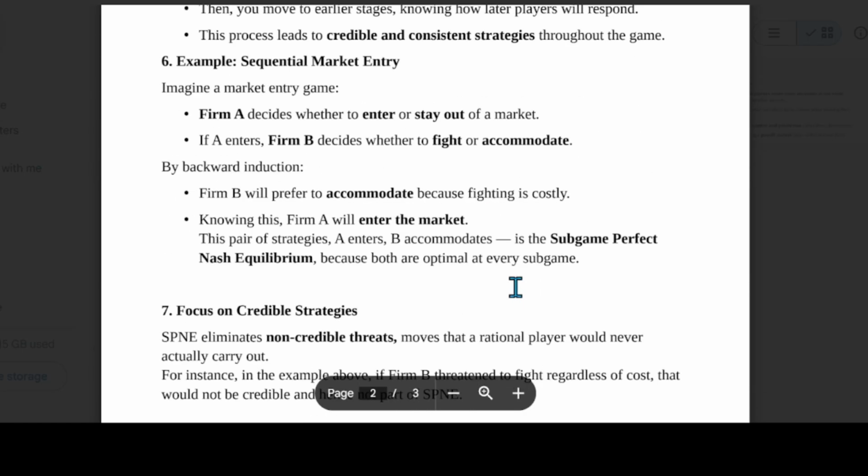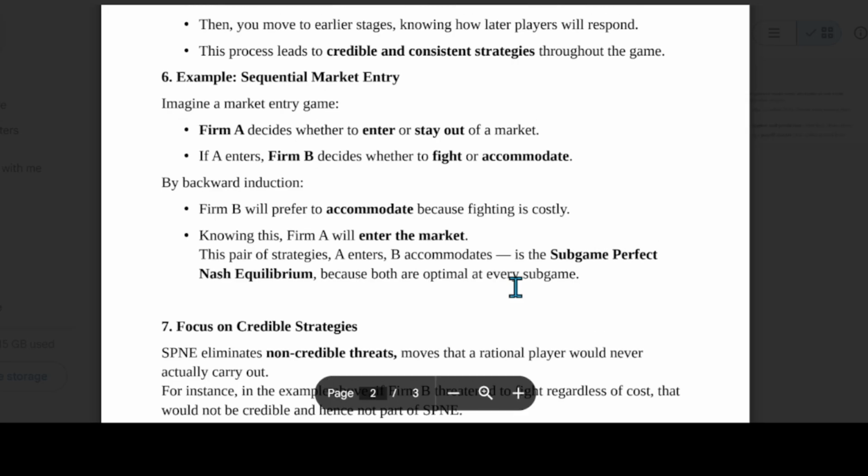Okay, so for a more theoretical example we have sequential market entry, a game where one firm will decide whether to enter a new market or not. The second firm reacts only if the first firm enters. So if the first one takes a decision, only then the second firm will react, according to that, whether we should also enter or not enter.